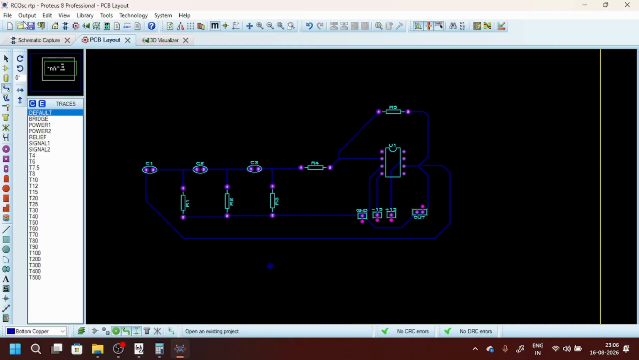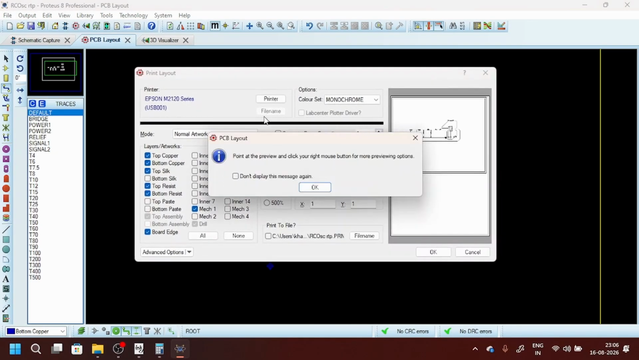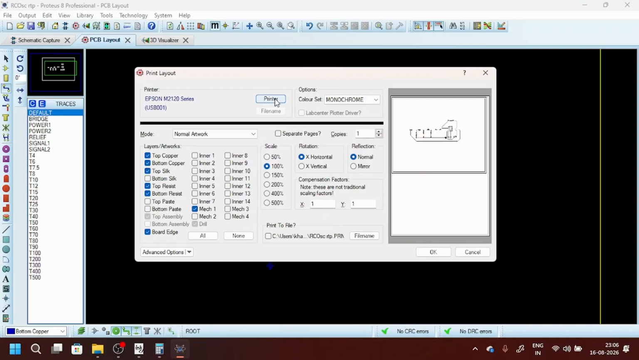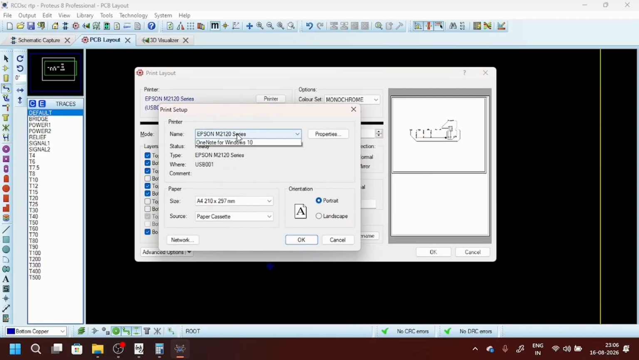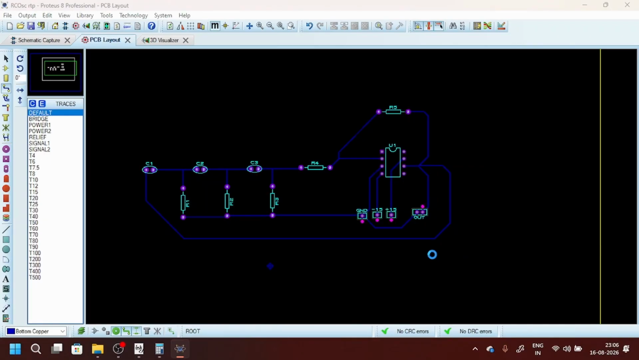Now simply what I'm going to do is click on output, print layout. So select the printer as PDF. I don't need top copper, top resist, and bottom resist. I need the top silk and just those three things. And yes, that's it. Click on OK.